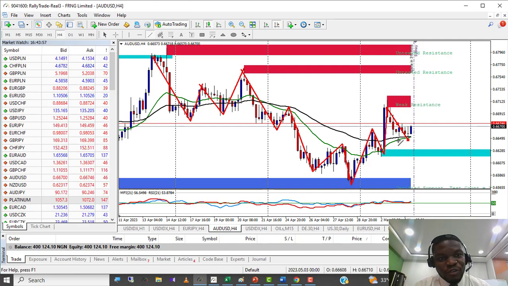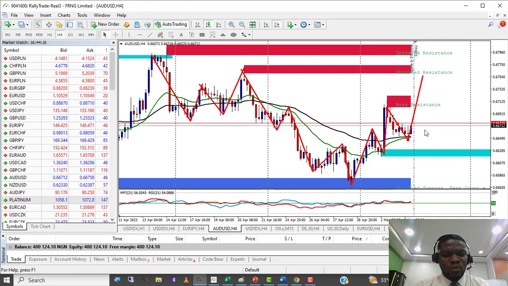My prediction for this AUD USD is that this price will pump again to the upside and break this structure again, right? That's a sign that it's going up. So I can even pick a trade here because I'm already seeing that it's going to the upside. This is how structural analysis works, right? I hope you have been able to get some value from this structural analysis.